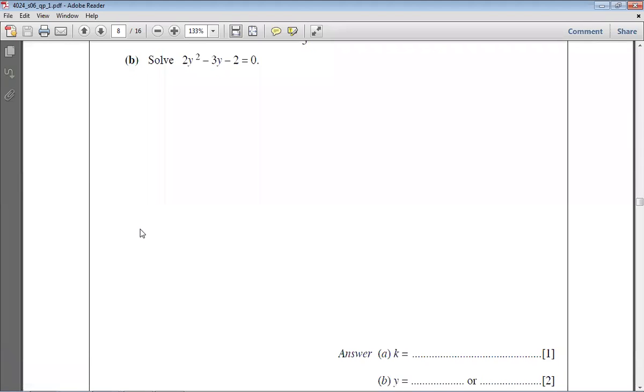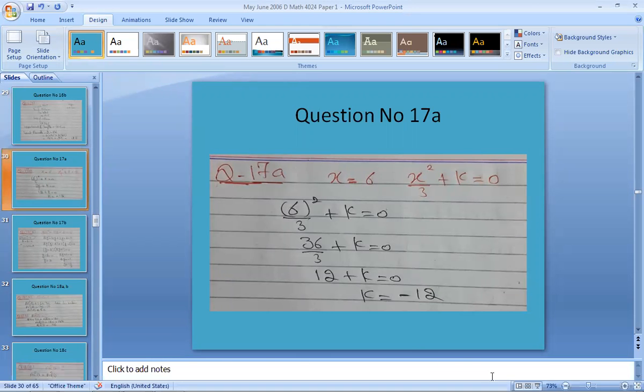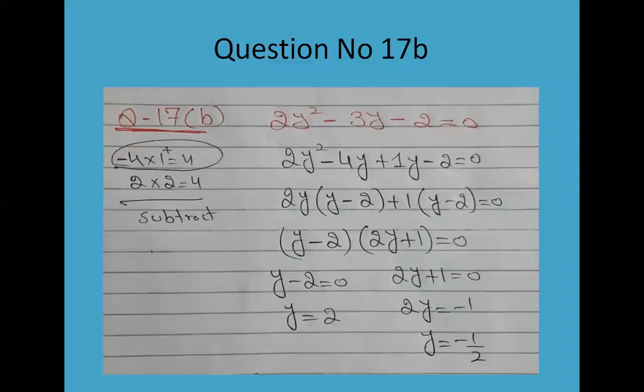Question number 17, and it's 2y squared minus 3y minus 2 equals 0. And we have to solve it. Okay, very easy question. So multiply the extreme terms, that is 2y squared and the minus 2, you will get minus 4y squared. The third term has a negative sign, which means that we have to choose that pair which by subtraction will give you minus 3.